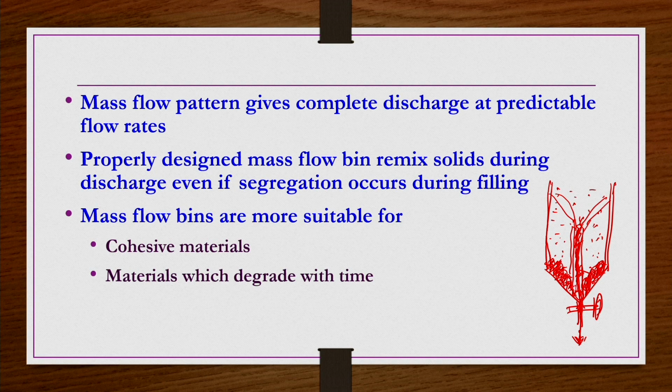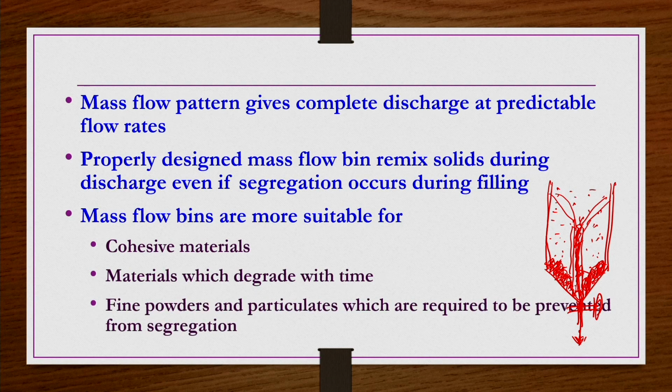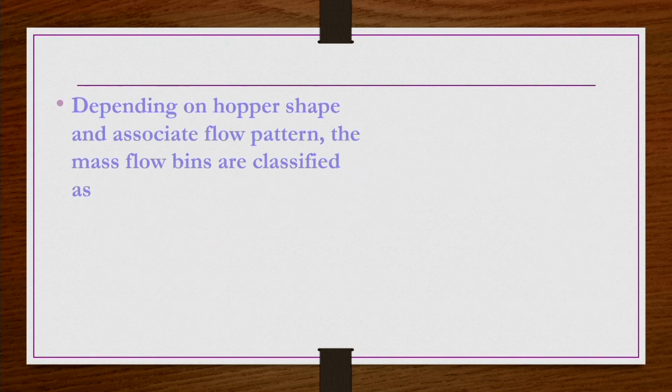So, that is the reason if you have a material which may degrade with respect to time, if you store it for a longer time, and it is going to degrade under such conditions, it is always better to have a mass flow bin, so that the material can conveniently come out of the bins. And then fine powders and particulates which are required to be prevented from segregation. If you do not wish, or your operation is such that you do not prefer segregation of the material, then it is also preferred to have mass flow bins.